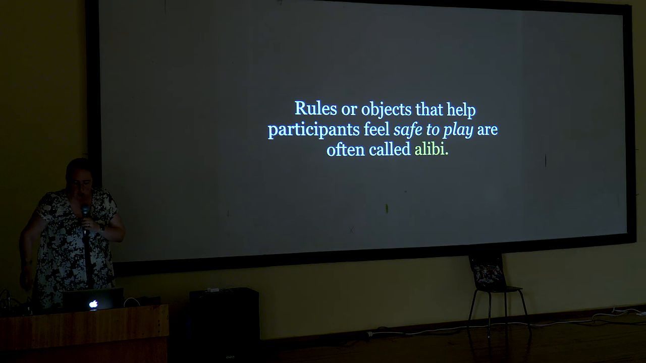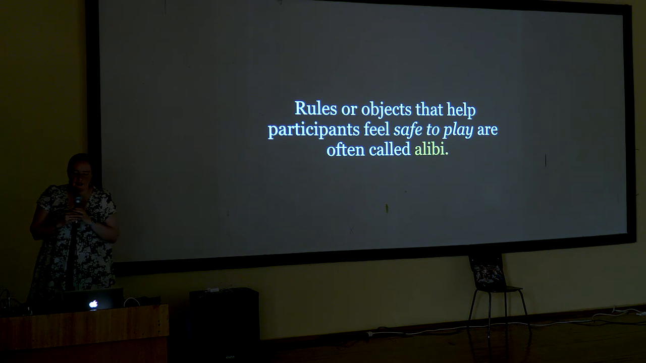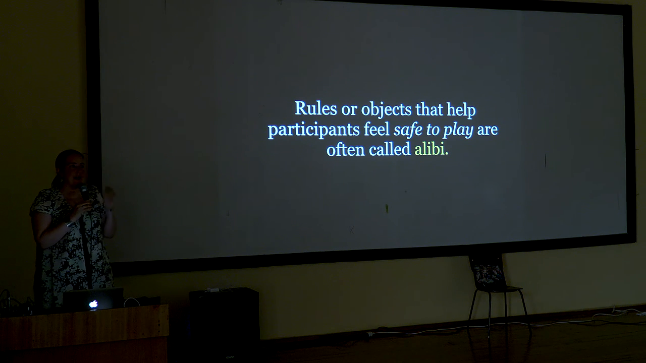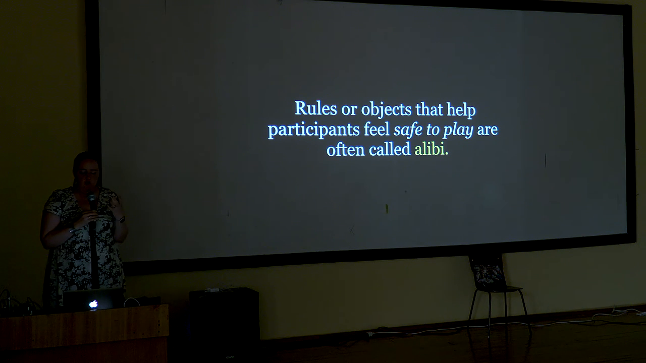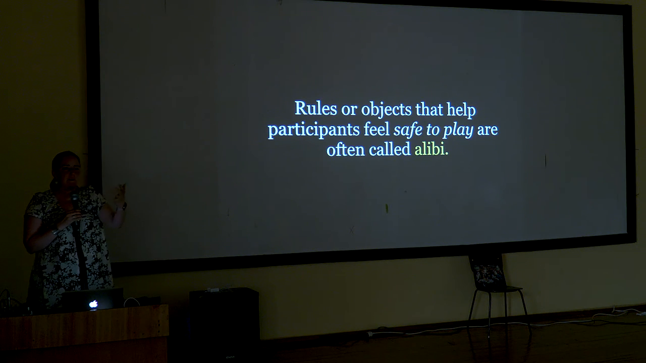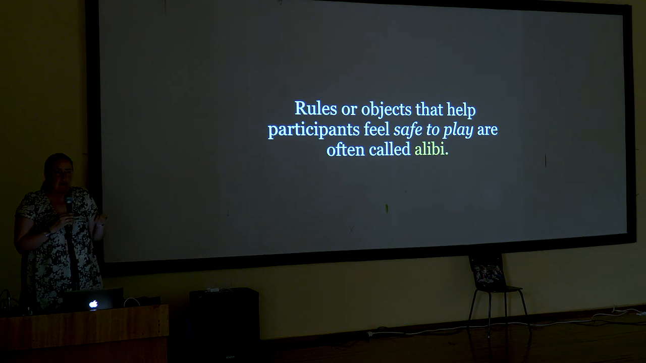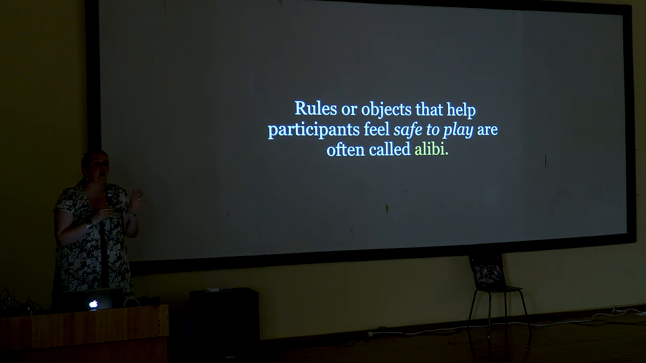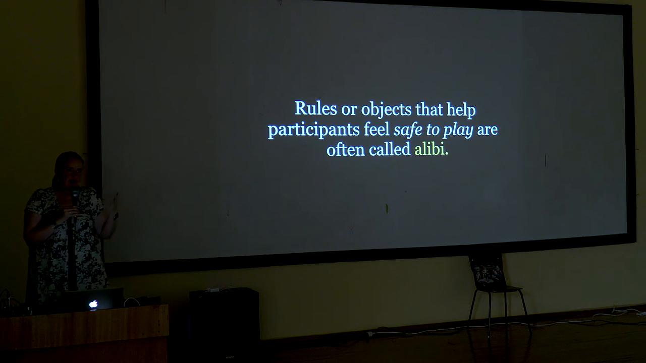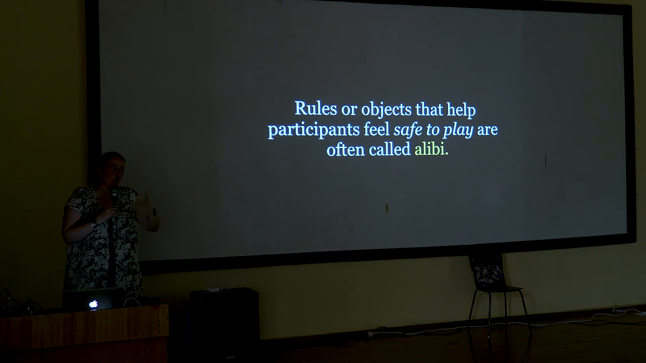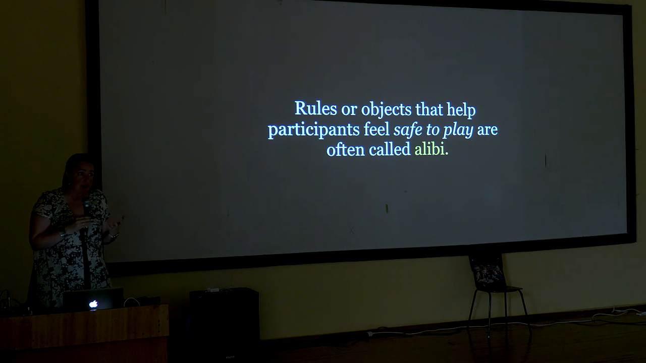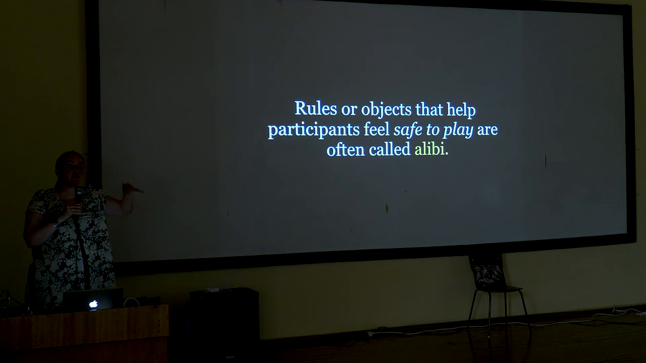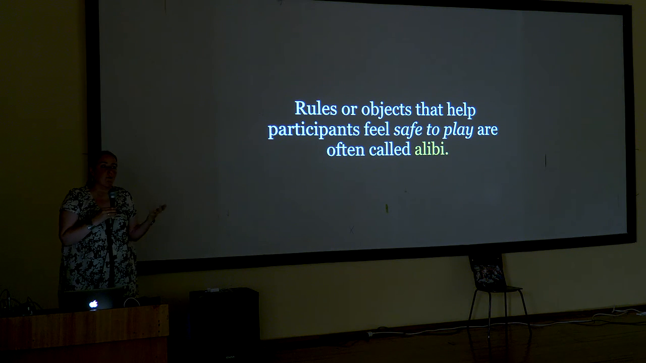So rules or objects that can help participants feel safe to play are very often called alibi. The alibi is a social sign or agreement between the participants, or between the LARP and the world, that we're not in the normal space right now. Other rules apply, other behaviors are acceptable. For instance, if I'm playing a queen, I can order people around, something that is not acceptable in the everyday world, because that would make me a bitch. But in the context of the fiction, we all agree that that's a normal thing for us to do.